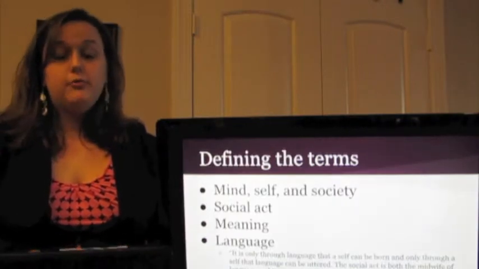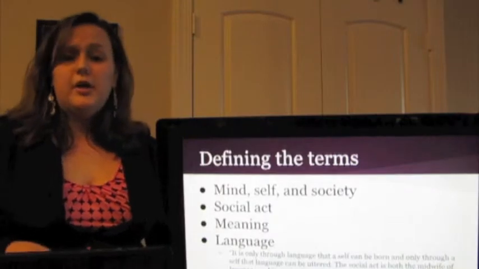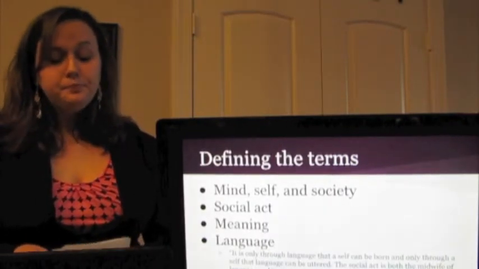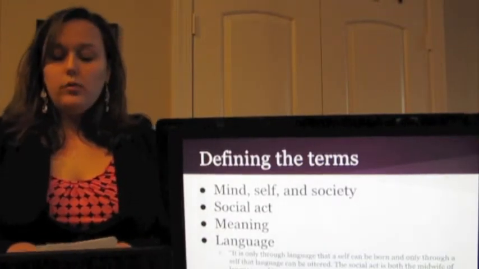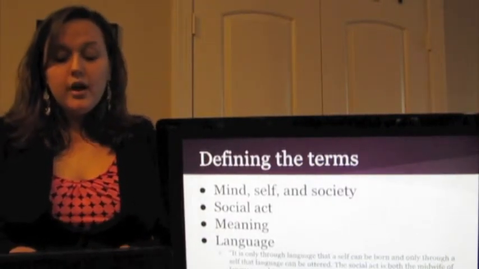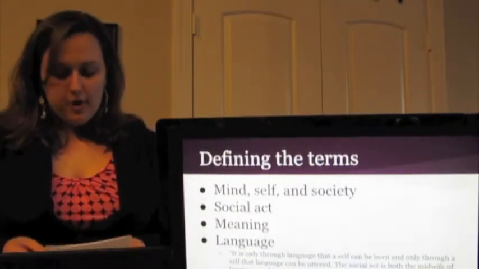According to Chris Frankovich, as you can see from the quote on the screen, language is very important to symbolic interactionism. He says that it is only through language that a self can be born, and only through a self that language can be uttered. The social act is both the midwife of language and its constant framing background.